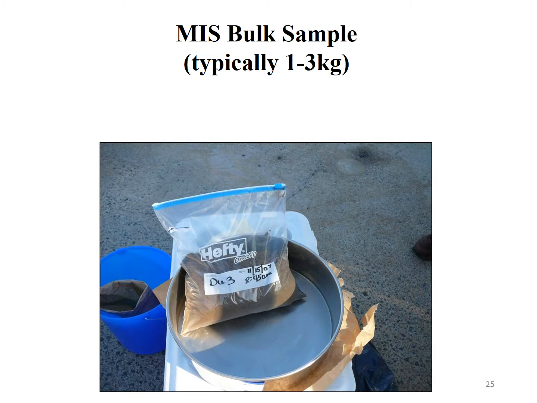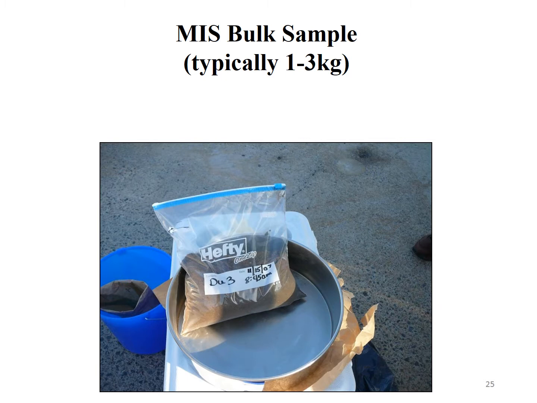Here's what a typical bulk MIS sample looks like. As we mentioned earlier, typically anywhere from between 1 to 3 kilograms. But be aware that some labs will not take bulk multi-increment samples for processing, at least at a regular processing fee, that are more than 1.5 or 2 kilograms. So check with the lab you are using.